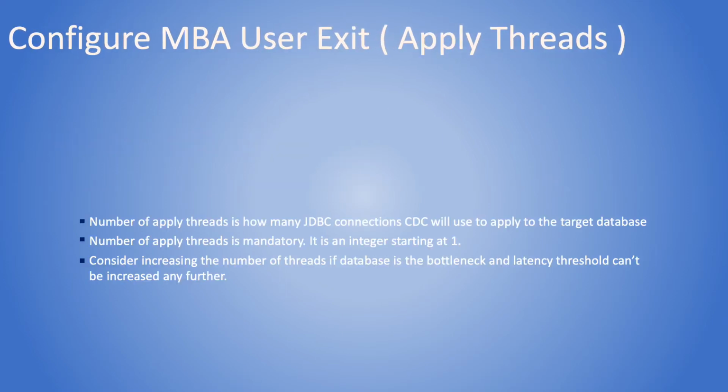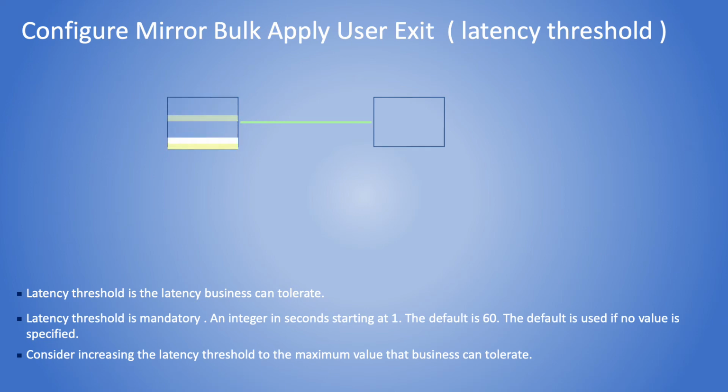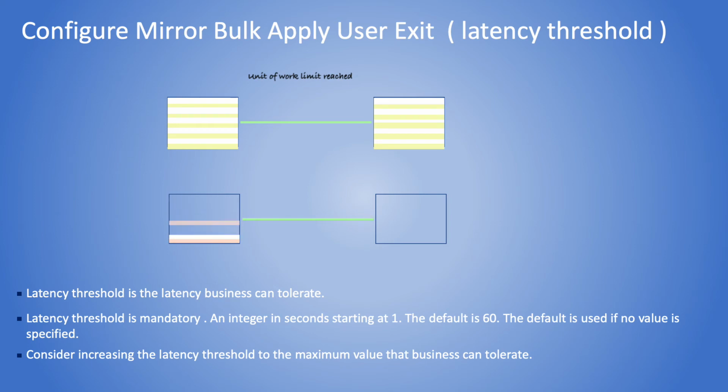The central configuration of MBA is setting up the mirror bulk apply user exit. One of the components of the config is the number of apply threads. Apply threads are JDBC connections to apply data to the target database. If target database falls behind the workload generated by CDC, then increase the number of apply threads. Minimum is 1. Latency threshold is a key parameter in the configuration of MBA user exit. It determines how long CDC will wait and accumulate operations before it has to apply to the target. The higher the value, the larger the throughput.